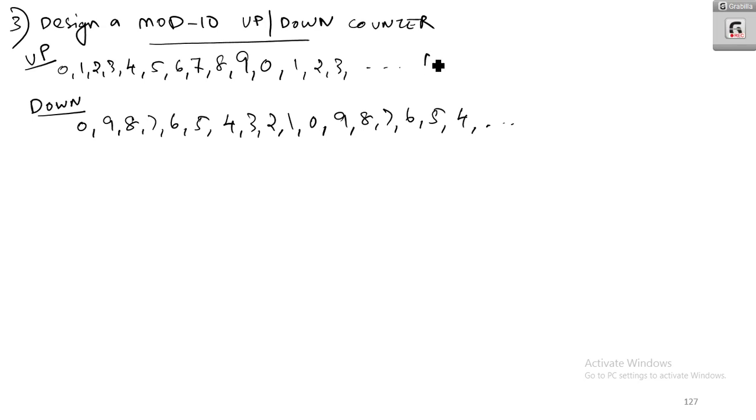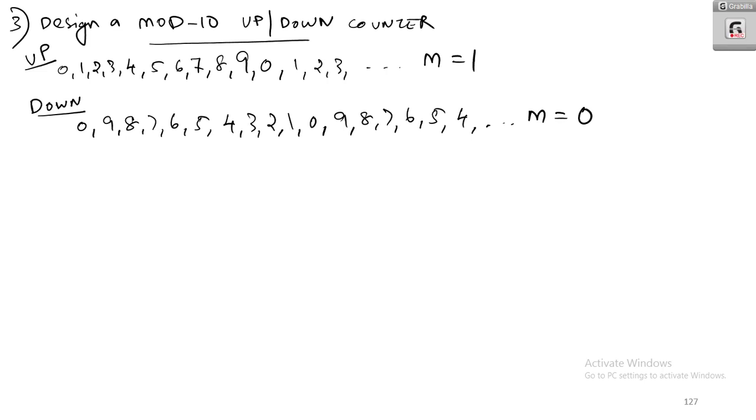So here I am making m is equal to 1. There is a mode switch which I can toggle. Here m is equal to 1, and here I am keeping m is equal to 0. If m is equal to 1, the counter acts as up counter, and if m is equal to 0, the counter acts as down counter.